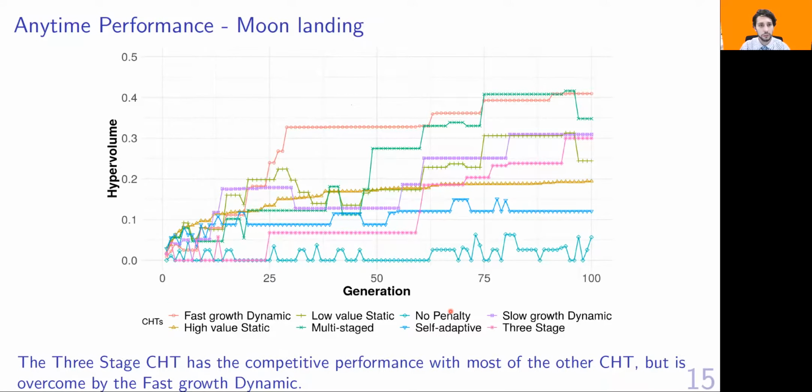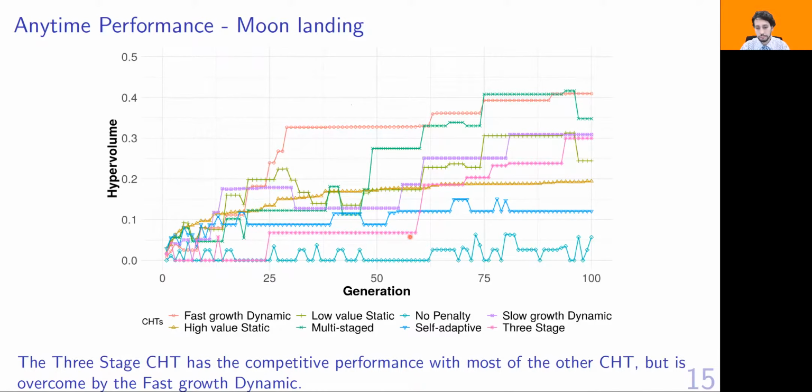End time performance on the moon landing, our three-stage, which is this one, as we showed before, is not the best one, although it has very good values, unlike the Mazda problem. After the first quarter of the search, when we just start to penalize the unfeasible solutions, we start to get an increment in hypervolume, indicating that in this problem, we have a good mix of feasible and unfeasible regions.